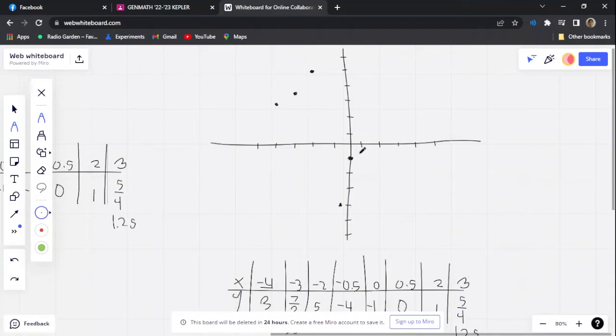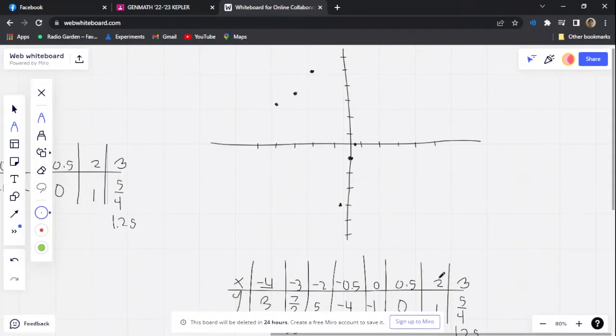So, next is 0.5 and 0. So, 0.5 and 0, so our point is here, between 1 and 0. Yeah, y is 0. So, it is on the x-axis. So, our point is here.